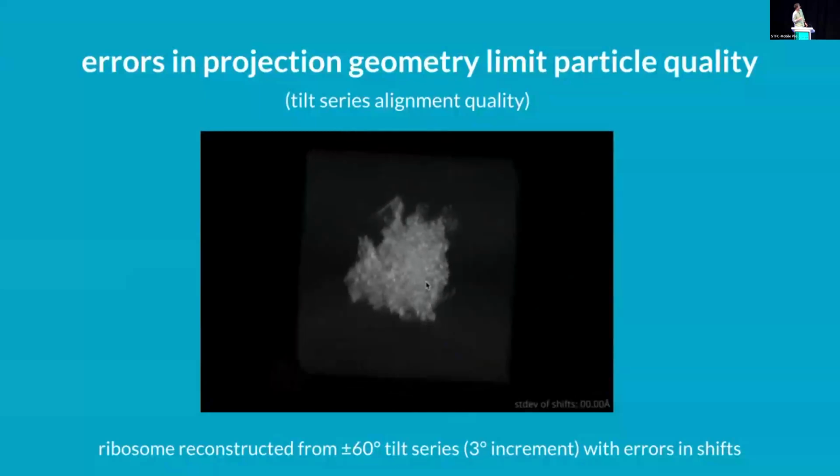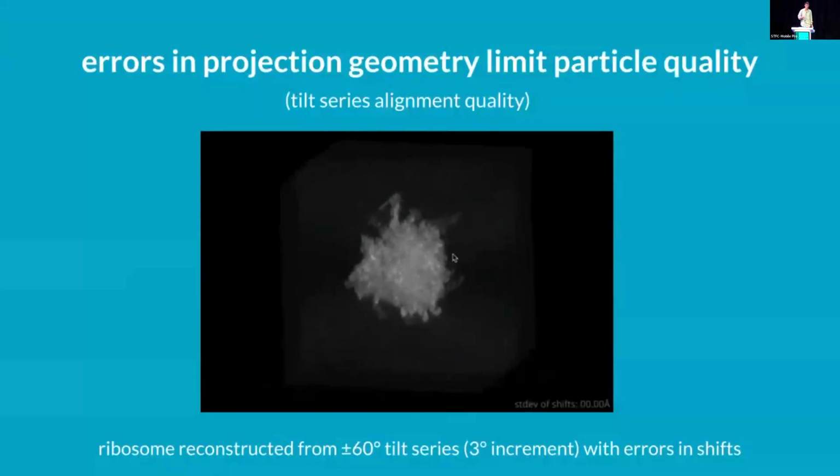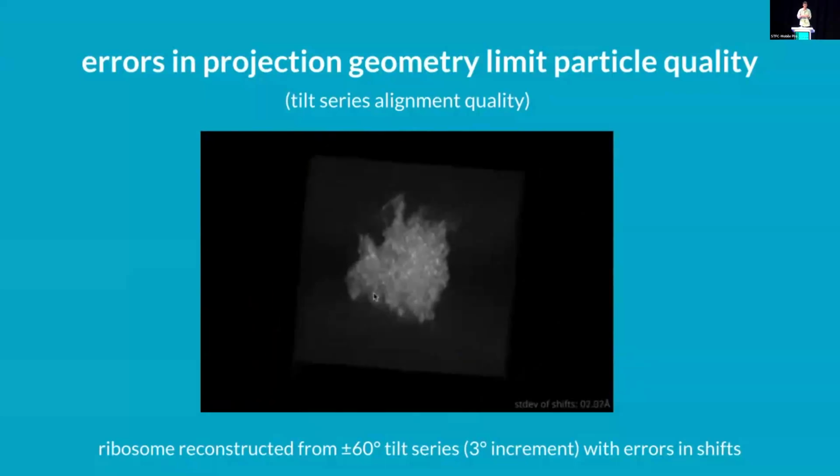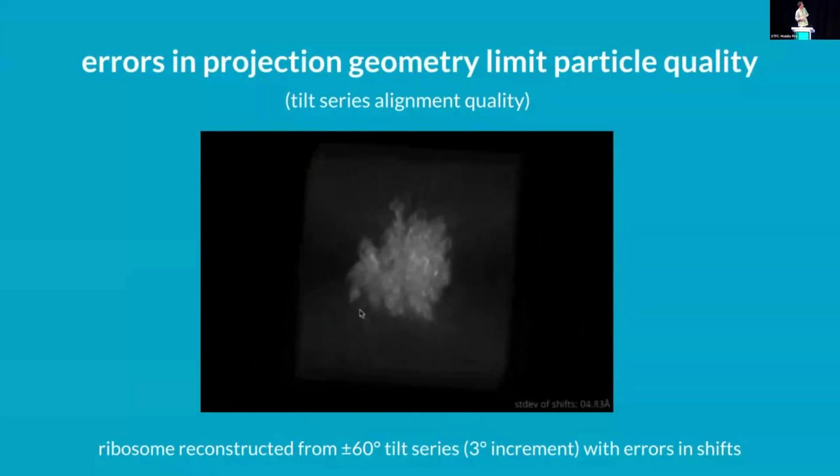You can see quite a lot of detail. And then as you add the shifts, it really drops off very quickly. So you can imagine if you try and average these particles with those errors baked into your alignments, it's not going to go too well.